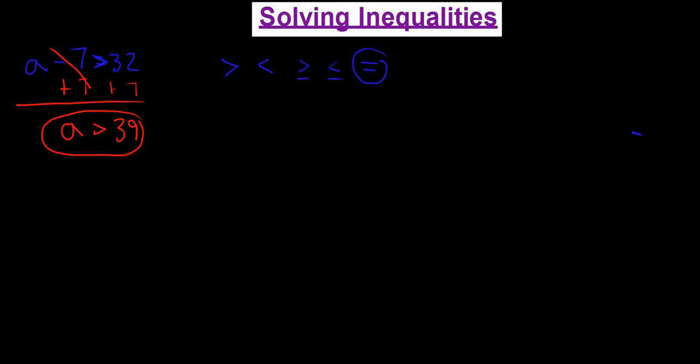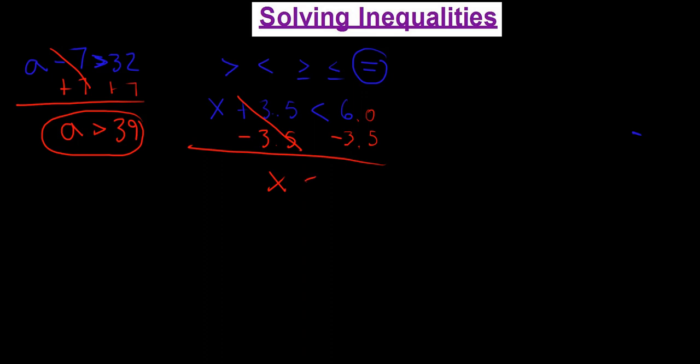So let's go ahead and try a couple of examples. Let's try an addition one now. So x plus 3.5 is going to be less than 6. In this situation I have addition, so the inverse of addition is subtraction, so subtract by 3.5, subtract by 3.5. I'm just going to go ahead and add those zeros up there so it can help me out. So x has to be less than, this is going to be 5 right here, and then this is going to be 2. So x has to be less than 2.5 in order to make this inequality true.